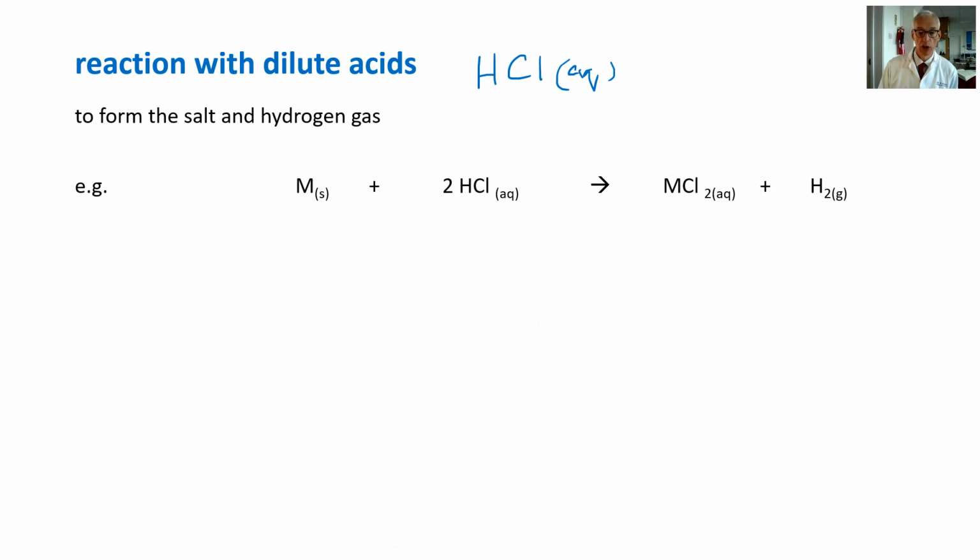Now, of course, we can also look at redox half equations. So could you write an oxidation and reduction half equation for the reaction of group 2 metal with a dilute acid?